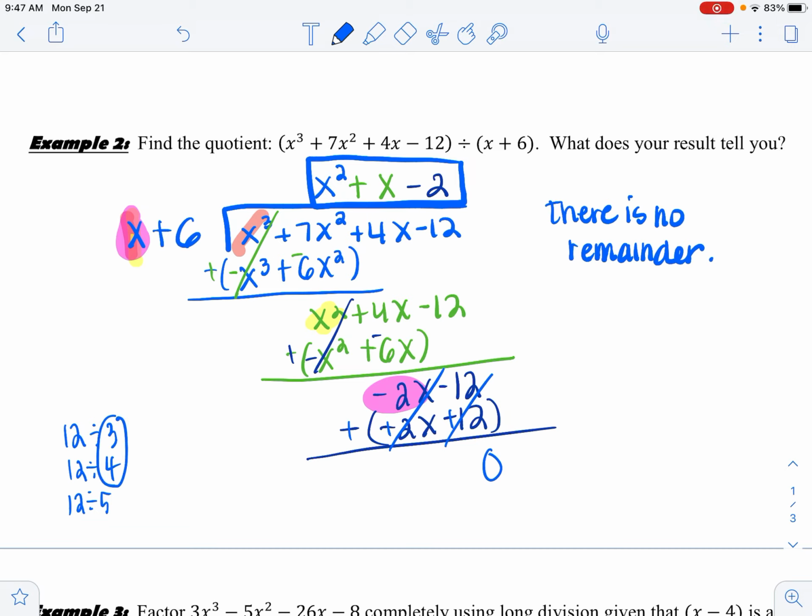So how are 3 and 4 special compared to 5? 3 and 4 are factors of 12. That means that x plus 6 is a factor of x cubed plus 7x squared plus 4x minus 12. So it means that x minus 6 is a factor of that polynomial.